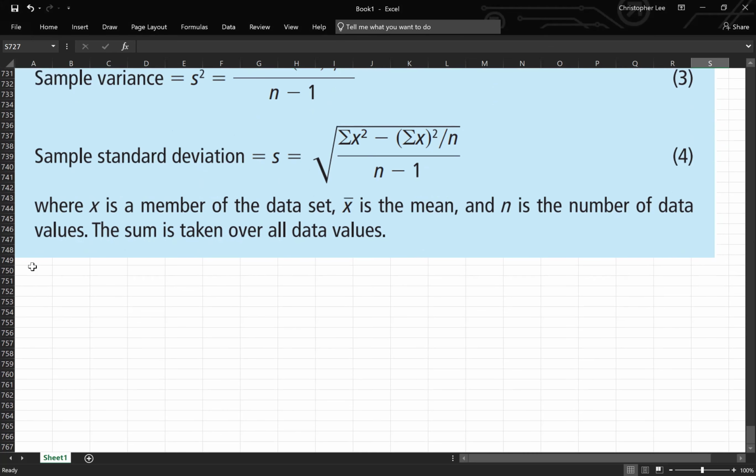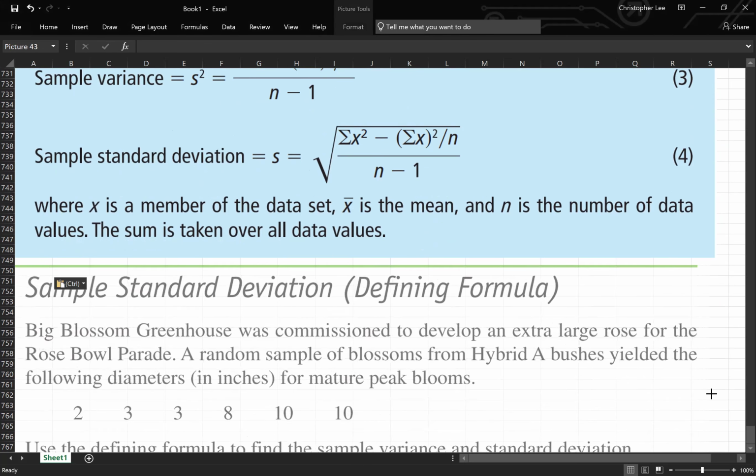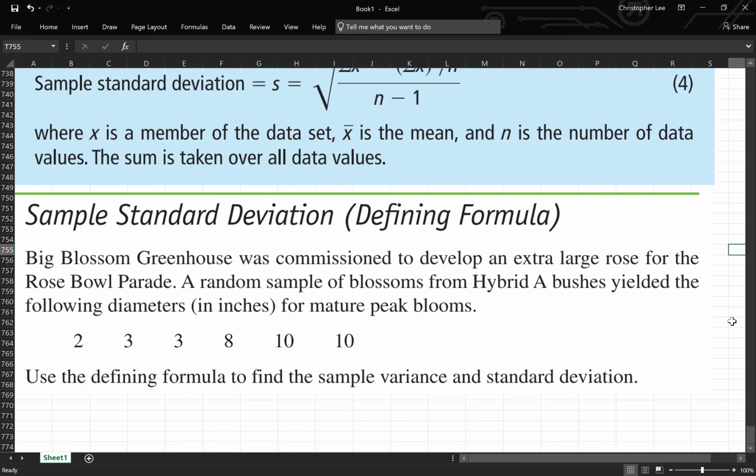Let's look at an example. Even though this says defining formula, you could use whatever you like to do. So Big Blossom Greenhouse was commissioned to develop an extra large rose for the Rose Bowl parade. A random sample of blossoms from hybrid A bushes yielded the following diameters in inches for mature blooms. Use the defining formula to find the sample variance and sample standard deviation.